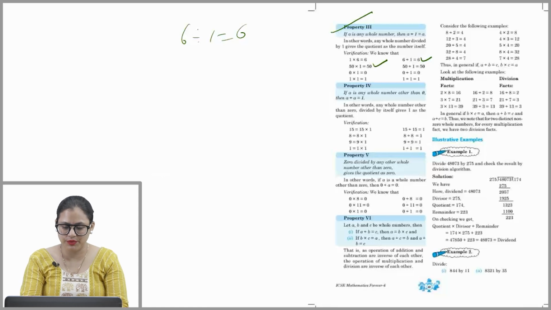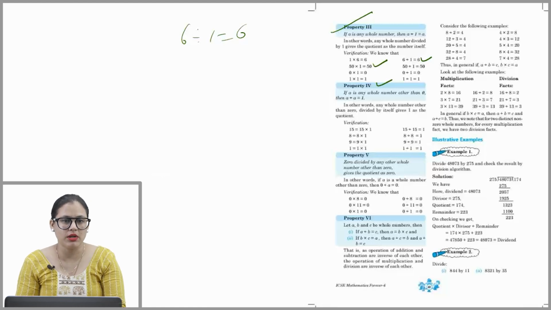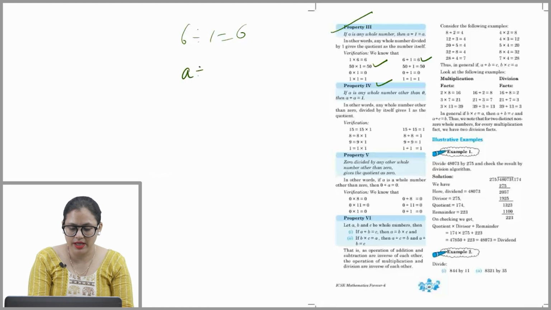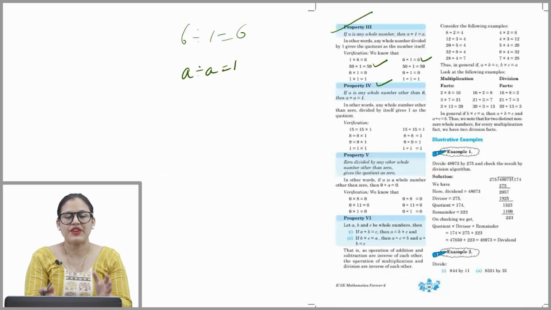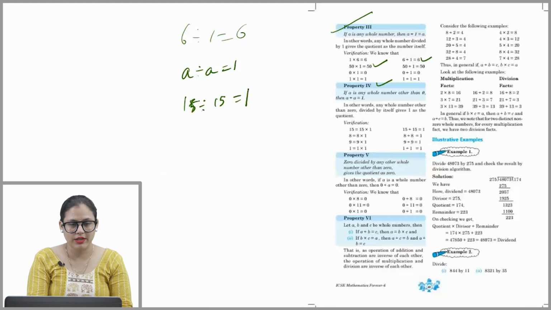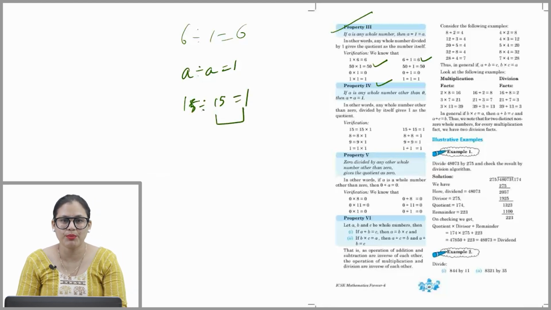Property 4. If a is any whole number other than 0, then a divided by a is equal to 1. Means if the same number is divided by the same number, we get the quotient as 1. For example, 15 divided by 15 is equal to 1, and you can also verify 15 into 1 is 15. Property 5.